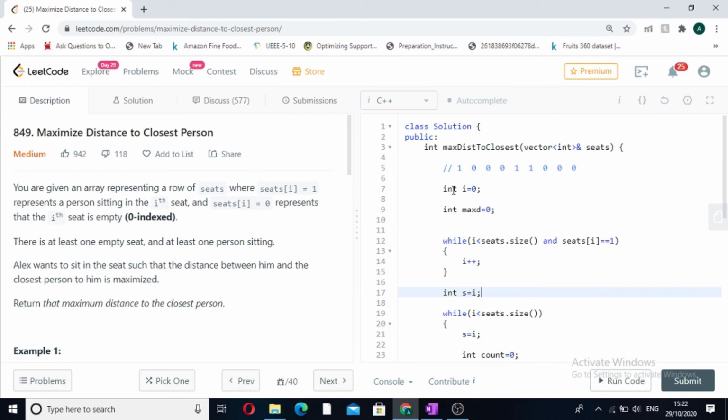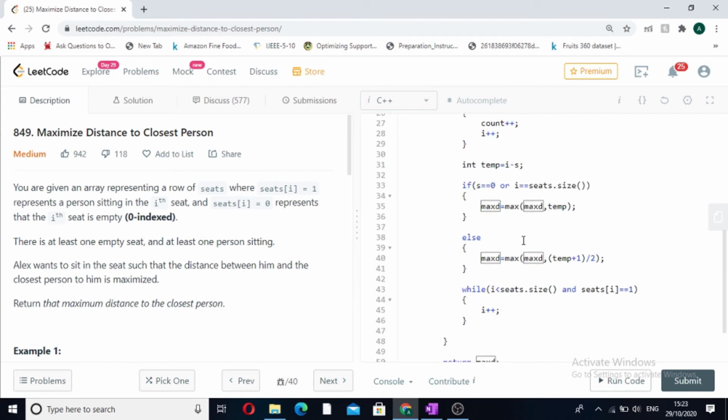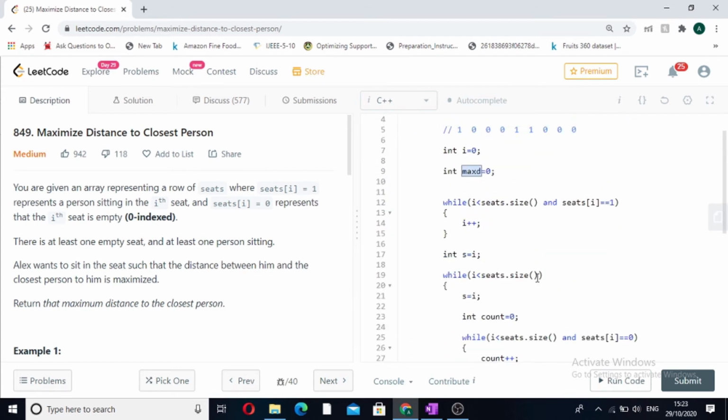I have already written the code, and I will be explaining this code step by step, and I will be running this code on this particular example, that is 10000 11100. So first I have taken the variable i which will help us in iterating the array, and I have taken a maxd variable which will store the max distance till now at which Alex can sit, and later on this function will return maxd.